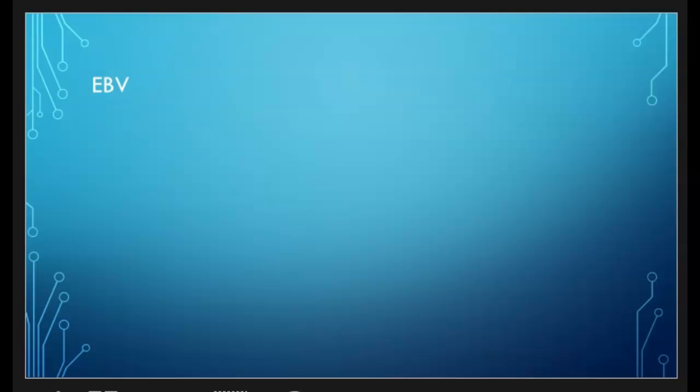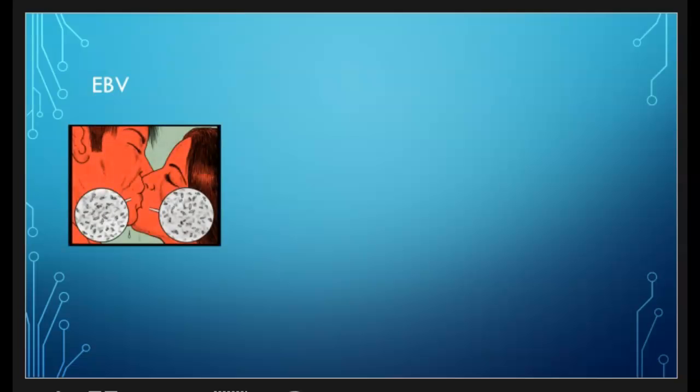Next, we have the EBV, or Epstein-Barr virus. This causes several different kinds of disease. We have lymphoproliferative diseases, cancers, malignancies, and infectious mononucleosis. By adulthood, over 90% have been infected.